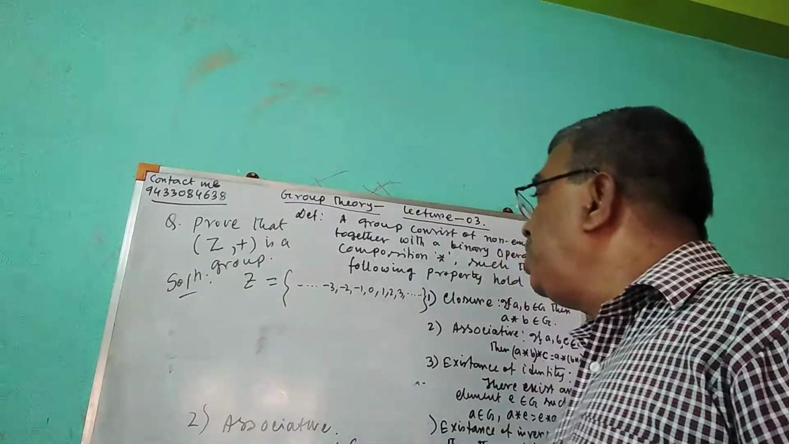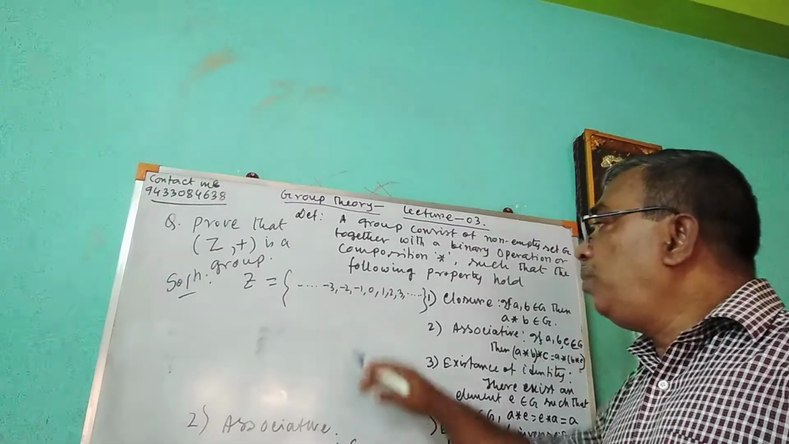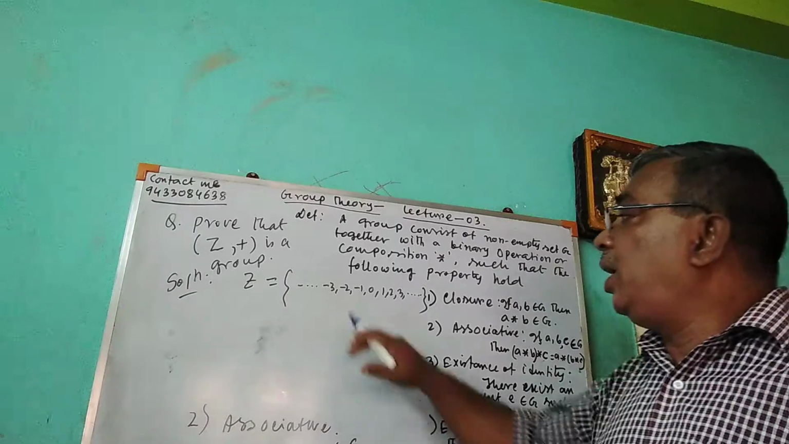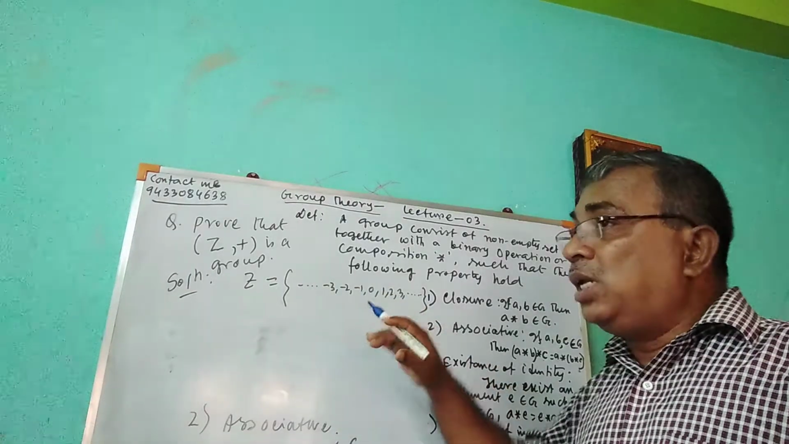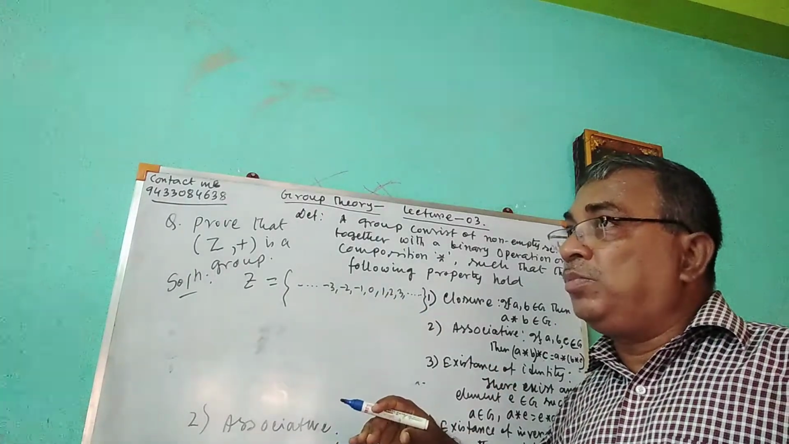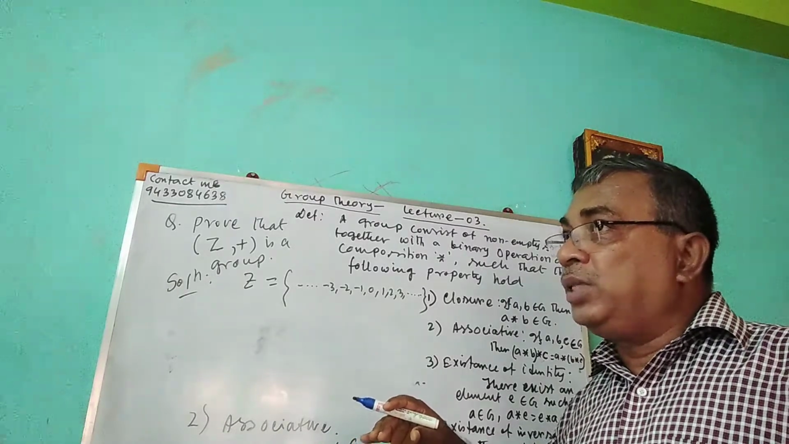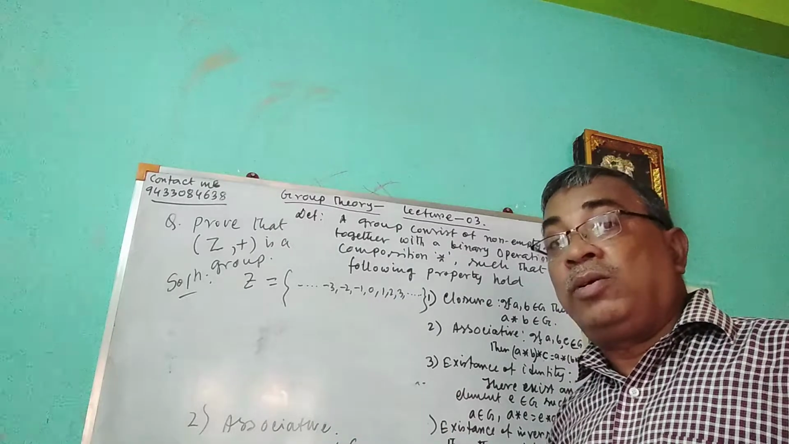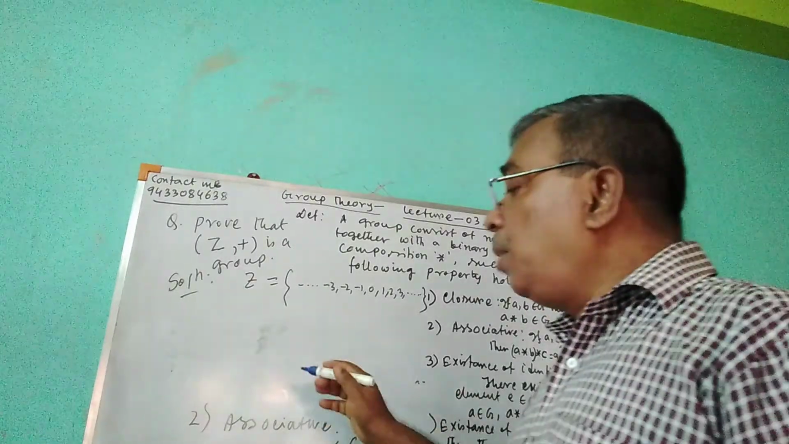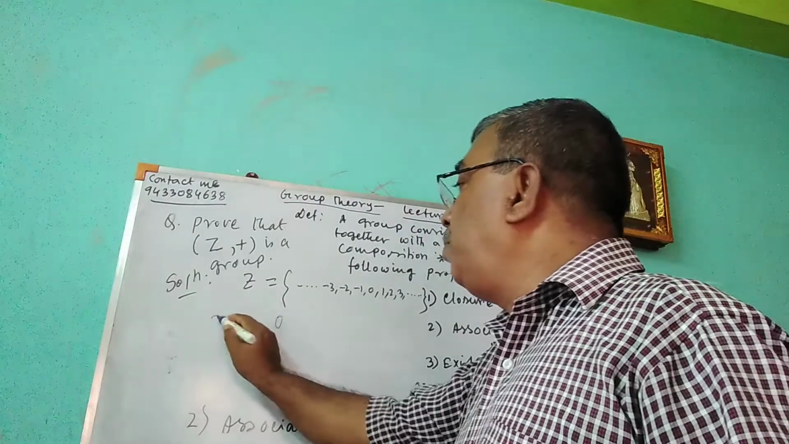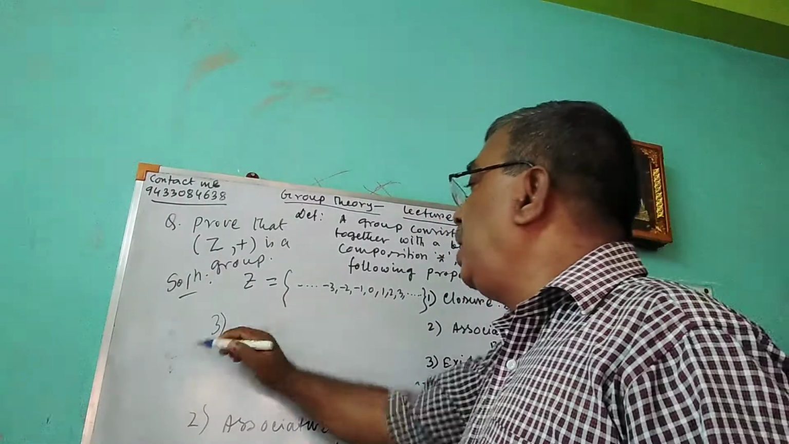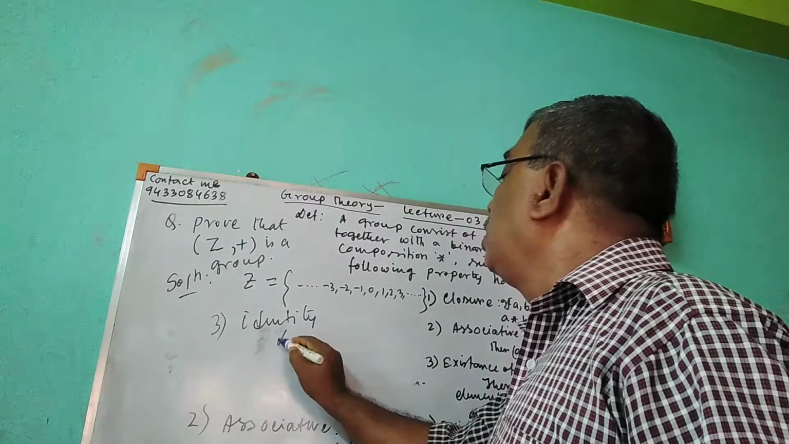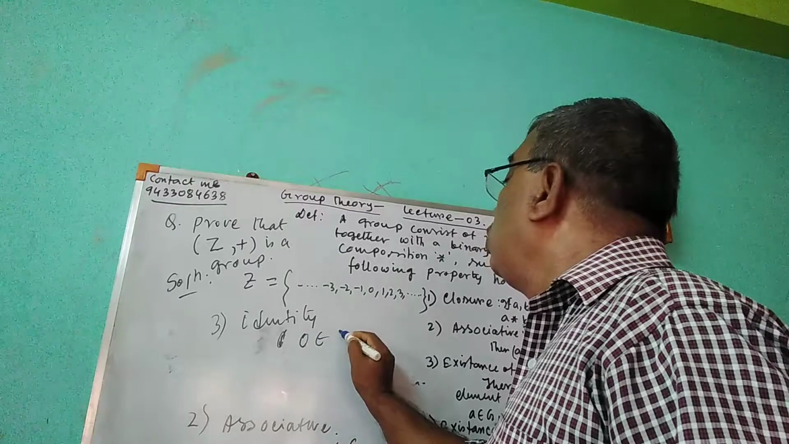Now, existence of identity. It means that we have to find an element from this set such that addition of that element with another element gives the other element. Okay. Suppose 0, say, for property number 3, that is the identity. Let 0 belong to Z.